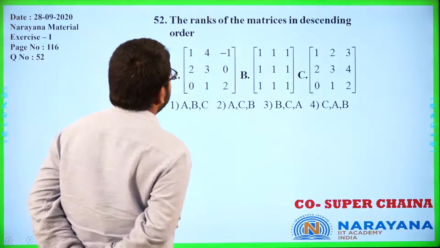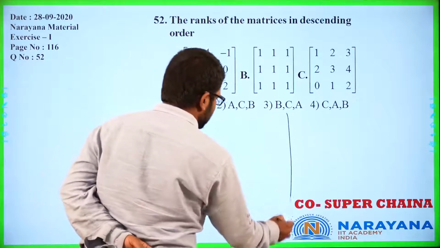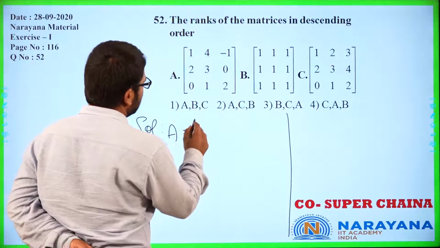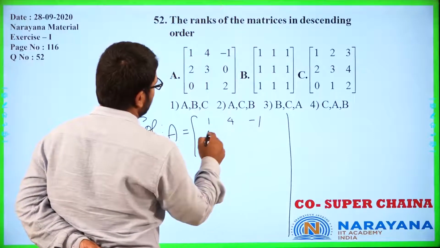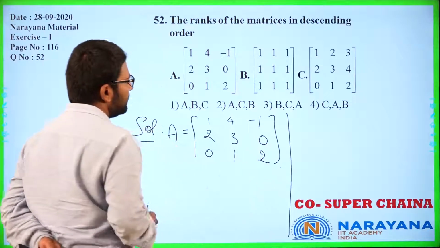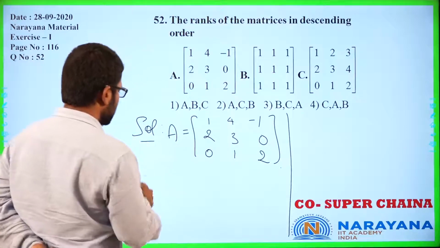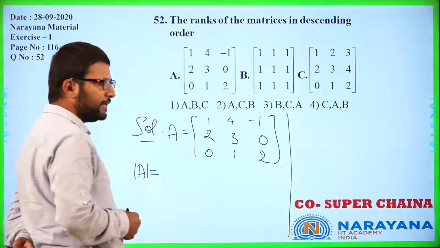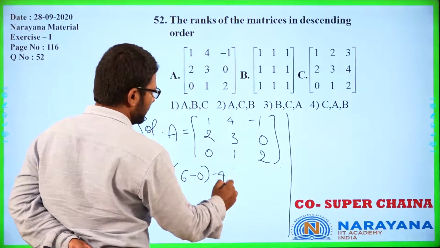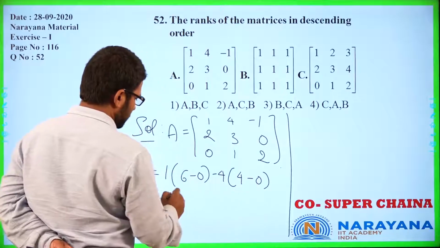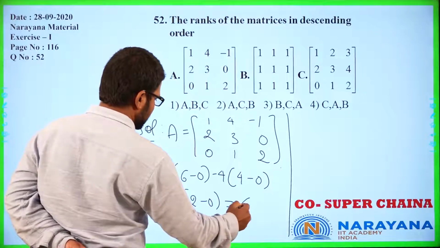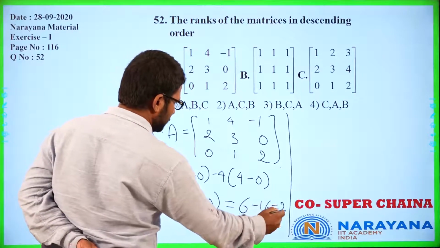The ranks of the matrices in descending order. Alright, we just need to find the ranks of these matrices. Let us look at matrix A: 1, 4, minus 1, 2, 3, 0, 0, 1, 2. Let us quickly check the determinant, mod A. So, 1 into 6 minus 0, minus 4 into 4 minus 0, minus 1 into 2 minus 0, right? So that is 6 minus 16 minus 2.